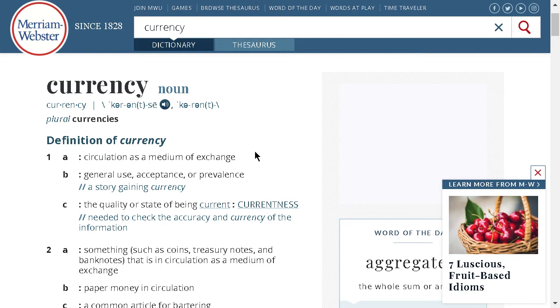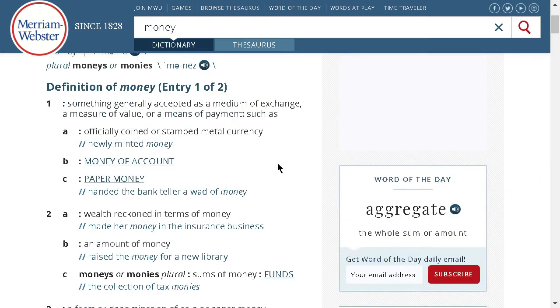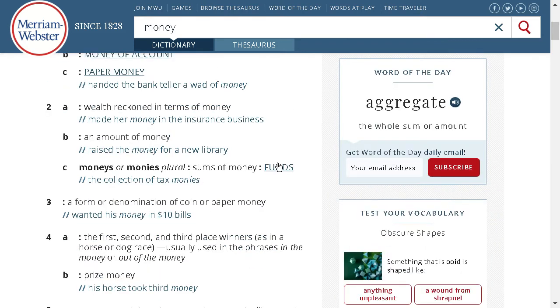Money is something generally accepted as a medium of exchange, a measure of value, or a means of payment. Officially coined or stamped metal currency, money of account. Now again, people refer to the fiat money that most countries in the world use as money, but it's actually currency due to these sort of definitions.